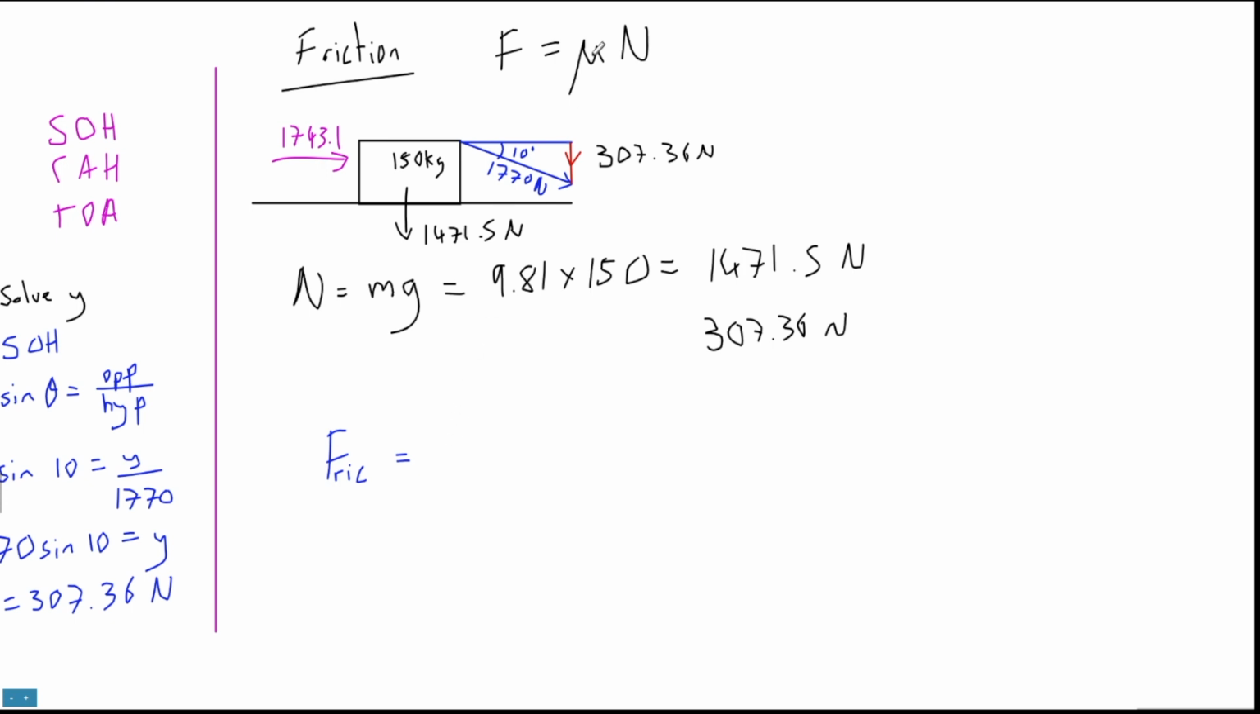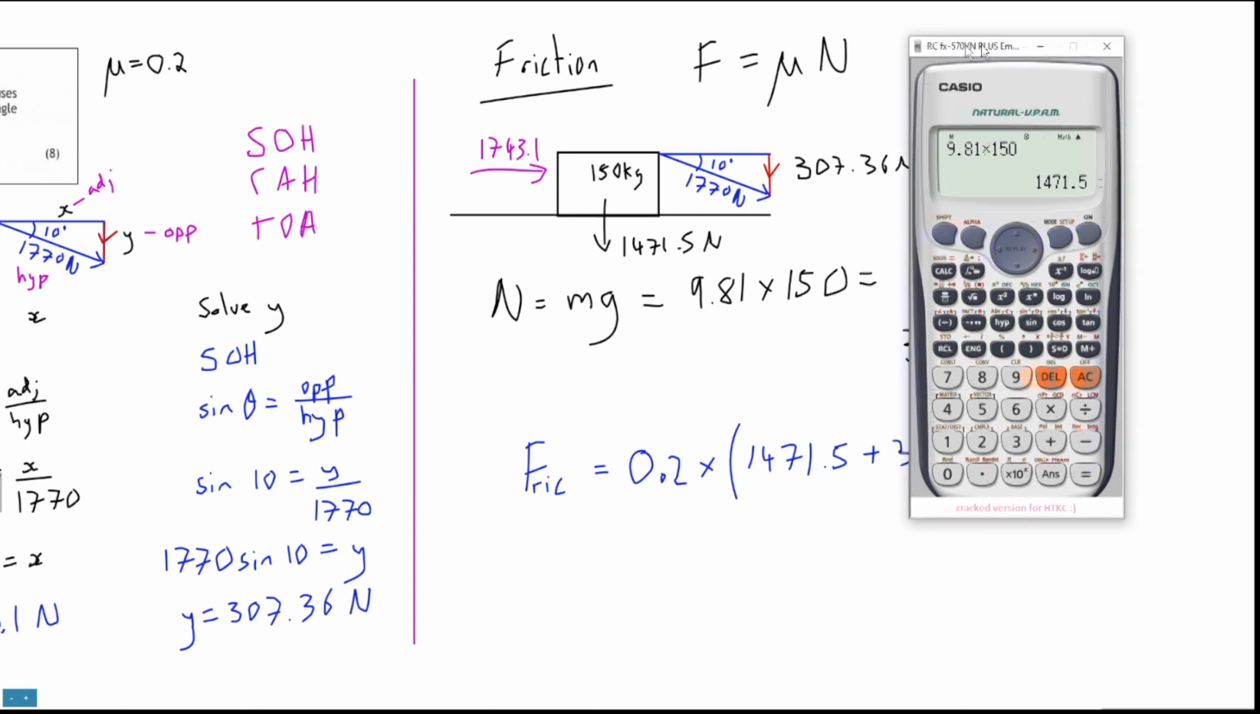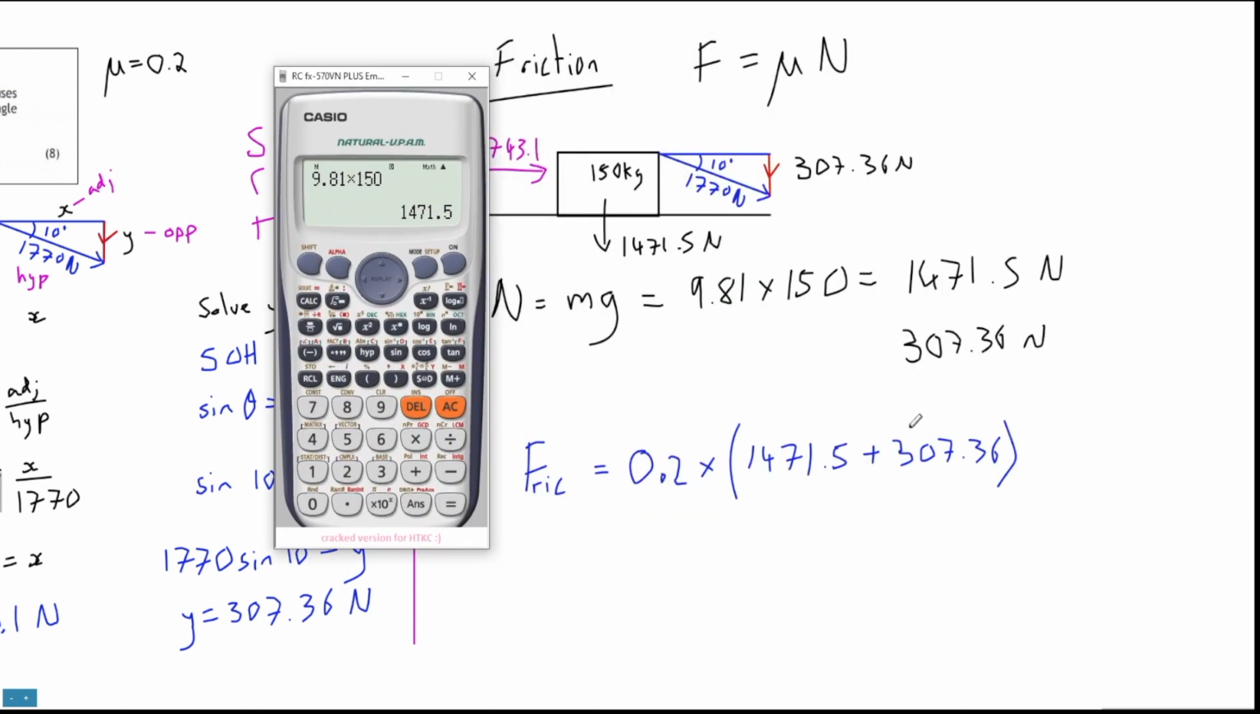We've got the coefficient of friction. Do you remember over here it was 0.2? So it's going to be 0.2 times the combination of everything pushing it down. So these guys added together. I should have added them earlier, but whatever. 1471.5 plus the 307.36. All right, this is going to give me the friction force. So I've already got this on my calculator. We can add on the 307.36, and then we times it by that coefficient of 0.32, and it gives us the friction force.